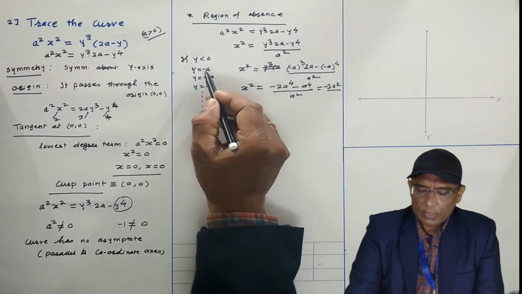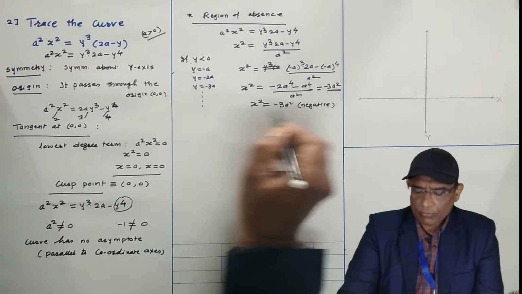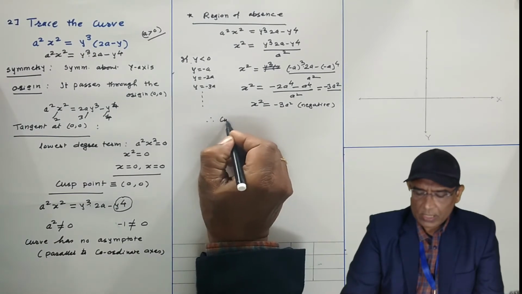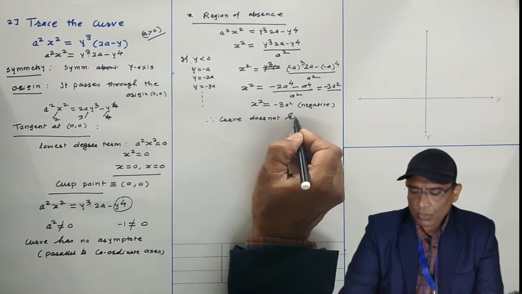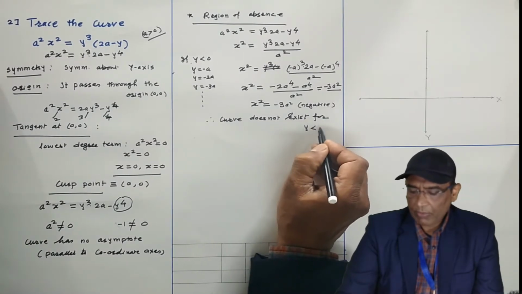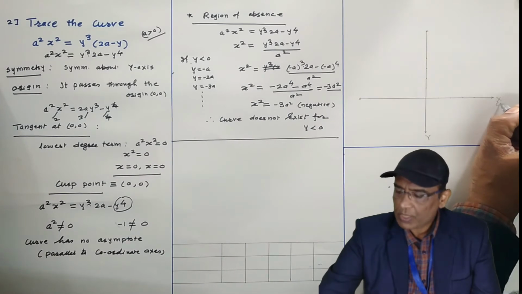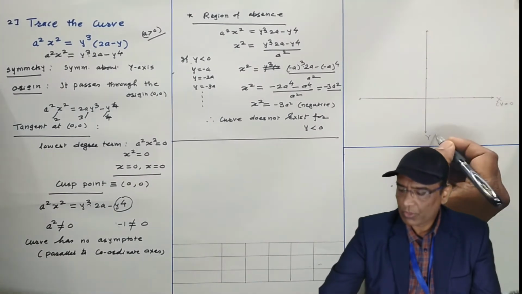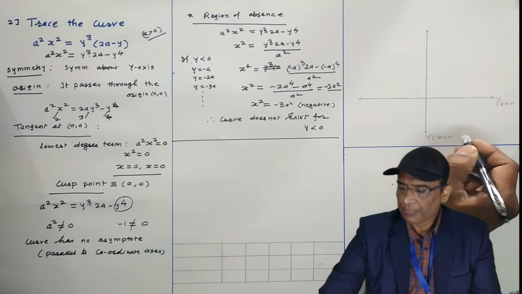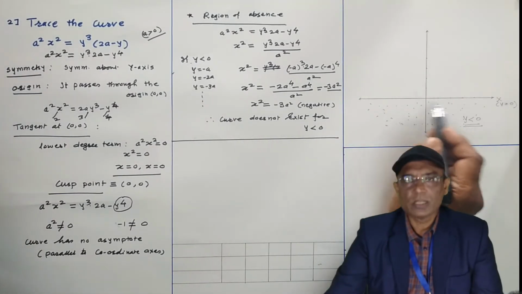Means for negative values of y, x² is negative. Therefore, the curve does not exist for negative values, that is, for y less than 0, below the x-axis. The equation of the x-axis is y = 0, the equation of the y-axis is x = 0. This is the region of absence: y is less than 0. Here the curve does not lie.